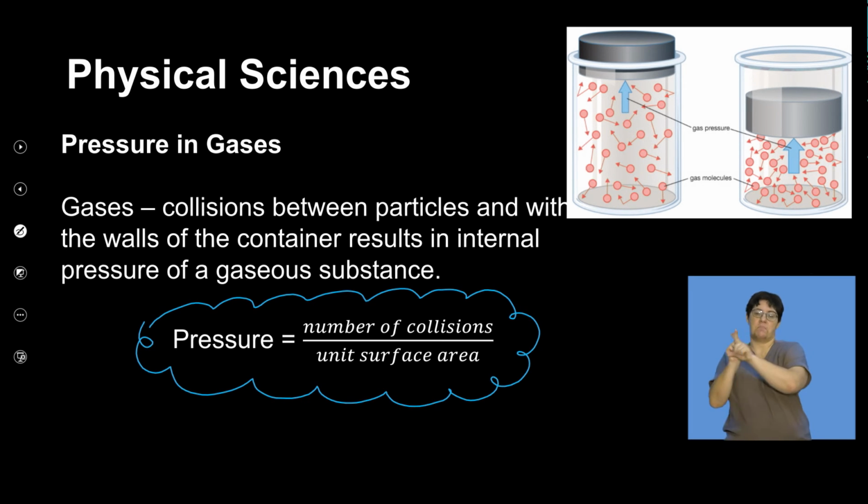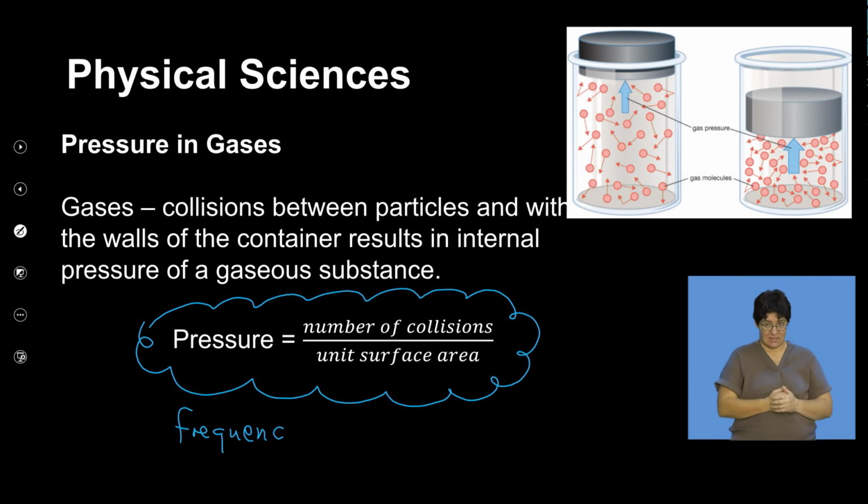When we talk about frequency of collisions, it's a very interesting concept. We are asking ourselves how many collisions occur in a given time on a surface. So if there is a higher frequency of collisions between the particles and the walls of the container, then there will be higher pressure. So this is frequency of collisions.